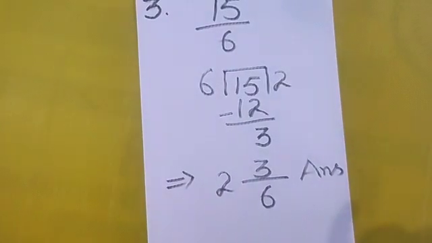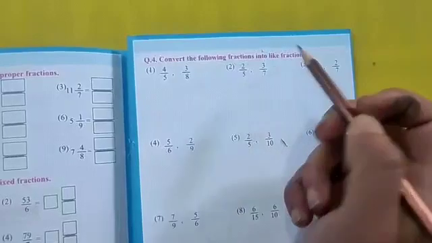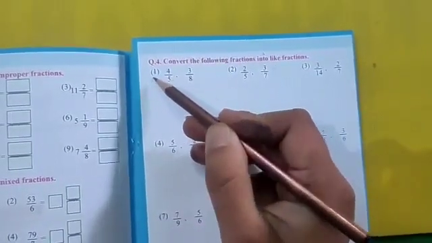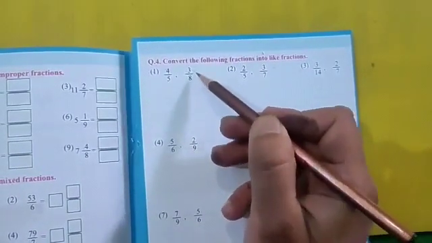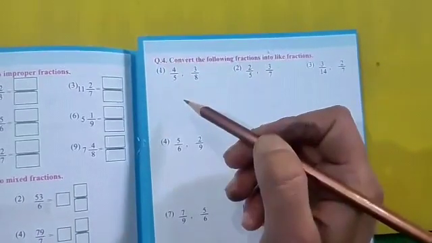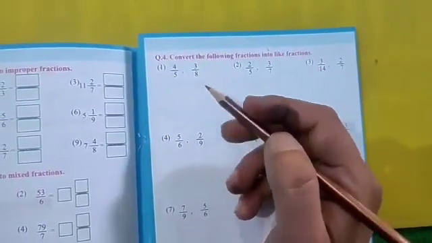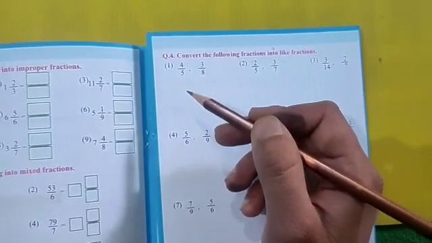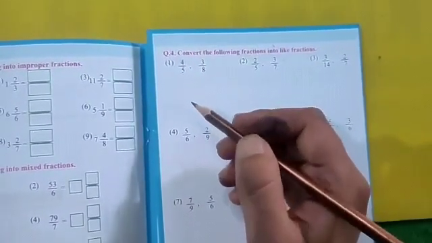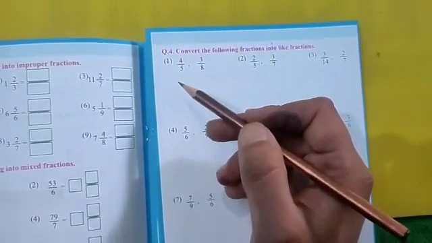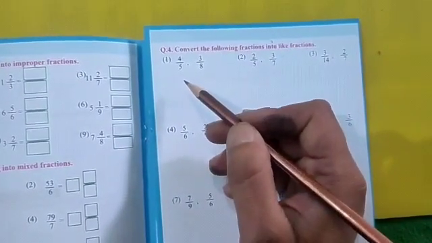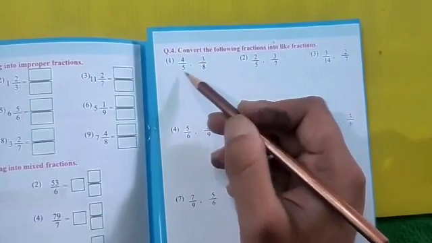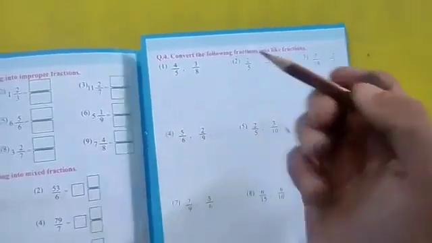Convert into like fractions. First one is 4 upon 5 and 3 upon 8. We need to convert this into like fractions. Like fractions means fractions in which the denominators are equal. That means we have to make the denominators of both fractions equal.